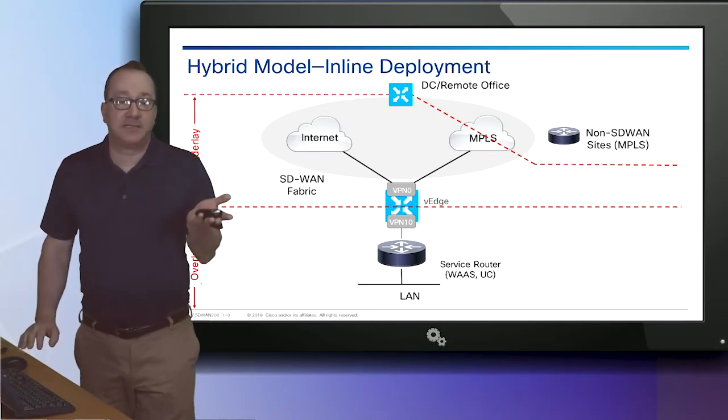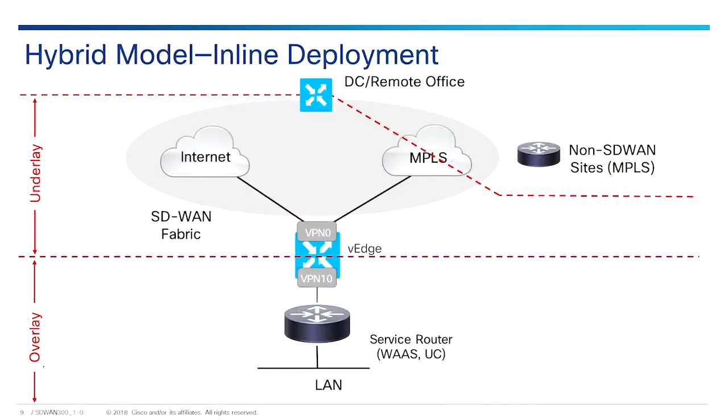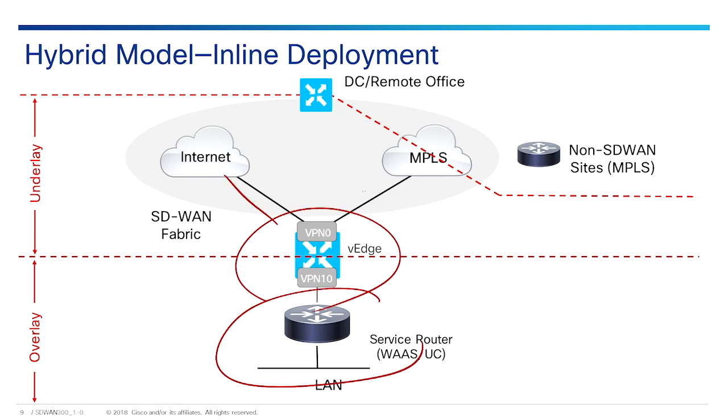The simple hybrid model is an inline deployment model where the vEdge and the service router with advanced network services are in line. The vEdge router is deployed in front of the service router. So here's our service router, and then we have the vEdge router, which is connected to the two connections. Basically, that service router is going to host all the services. So this is where your unified communications, UCSE, etc., and WAN optimization or anything else are going to sit behind it.